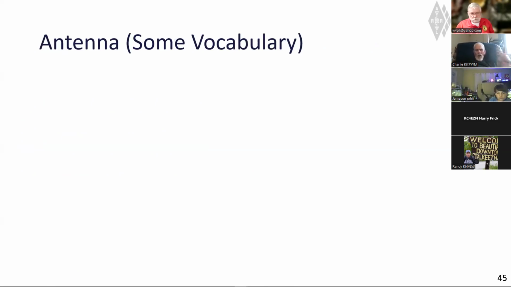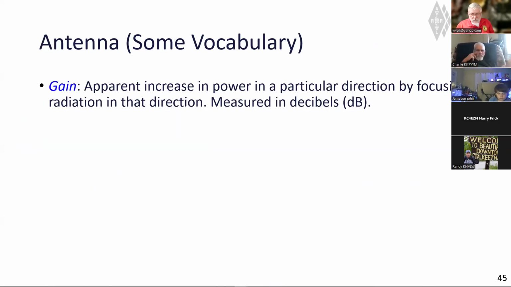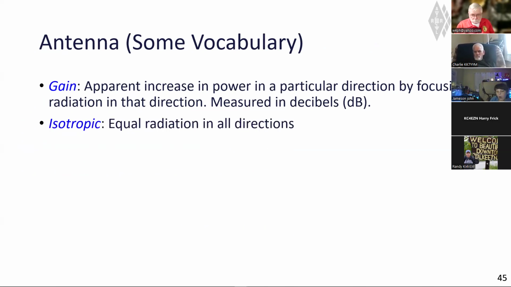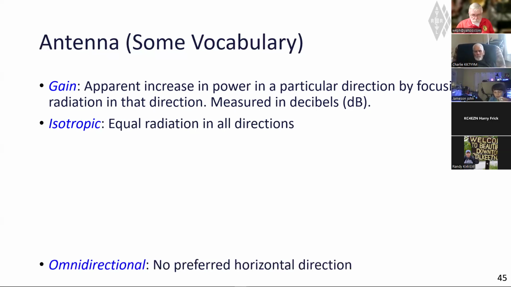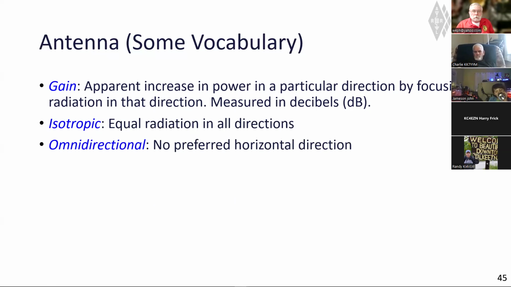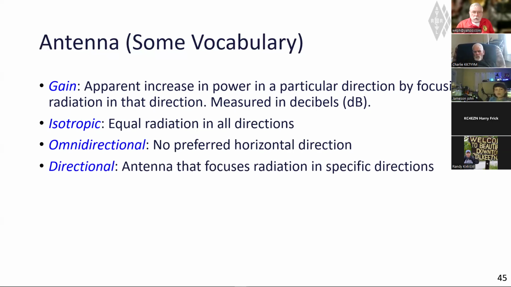Antenna. Some vocabulary. Gain. Apparent increase in a particular direction by focusing radiation in that direction, measured in decibels. Isotropic, equal radiation in all directions. Omnidirectional, no preferred horizontal direction. Directional, antenna that focuses radiation in specific directions.